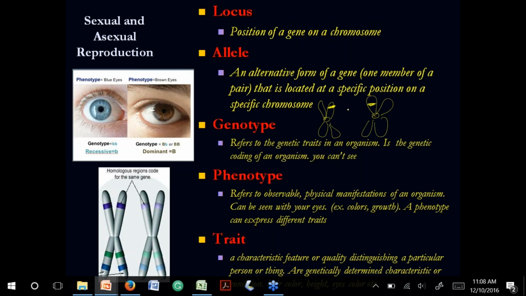We call this locus. This is the location on the chromosome. In here, we are going to see the location of this gene, in what we call locus. Now, when you compare these chromosomes, those are going to be called alleles. Okay, allele. All right, so that is about that.